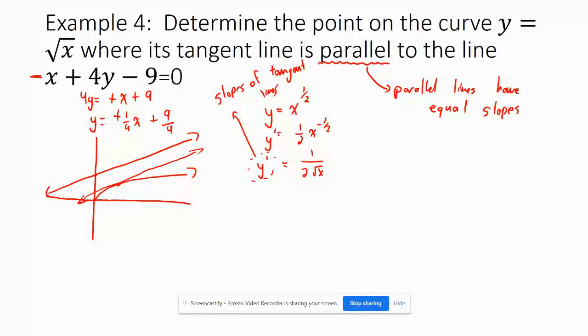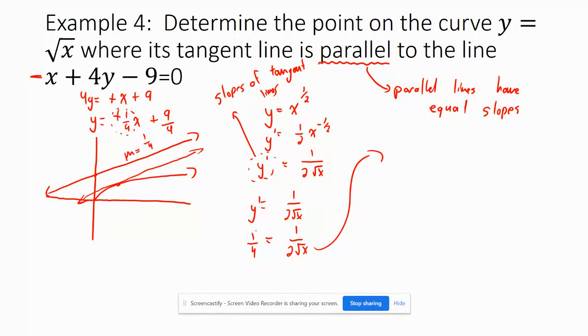All right. So now, after we fix this problem over here, y equals positive 1/4 x plus 9 over 4. That means the slope of this line is m equals 1/4. So what we're going to do here is put m equals 1/4 here. And now we're going to solve this for x.